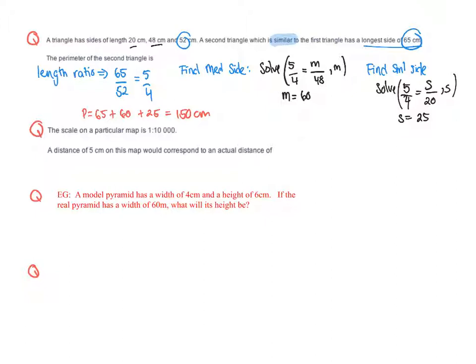So when you get a scale on a map, that is like saying the length ratio. Okay? So here, if you've got a 1 to 10,000, a distance of 5 centimeters on an actual map would actually correspond to what? That means for every 1 on the map, it's actually 10,000 in real life. So if I've got 5 centimeters on the map, you've got to times that by 10,000, yeah?